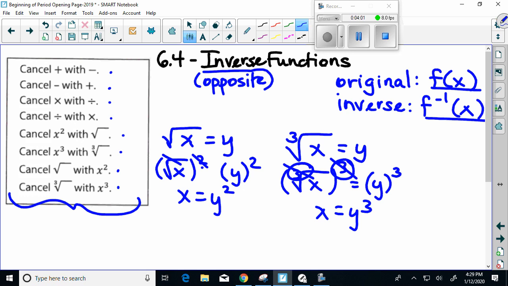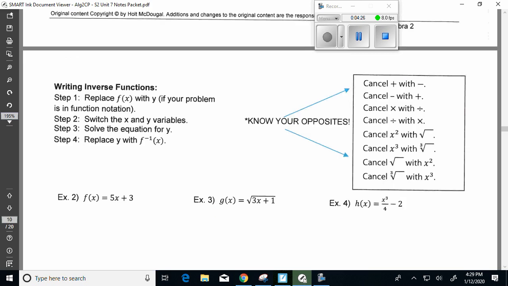With that being said, we are going to look at how to write the inverse of a function. This will take us into our notes packet. We've already done page 9 in the notes packet, so we're going to look at examples that are on page 10. If you were absent last week Friday, please make sure you get the notes that you missed. Let's take a look.